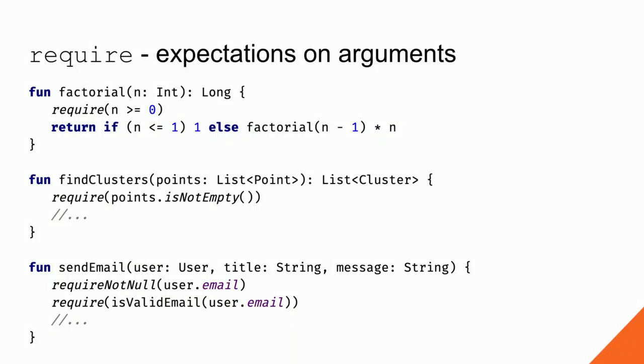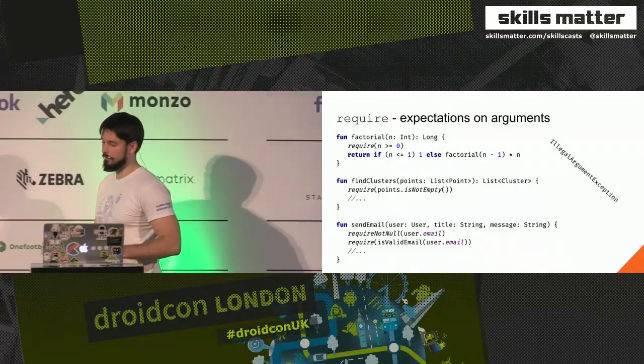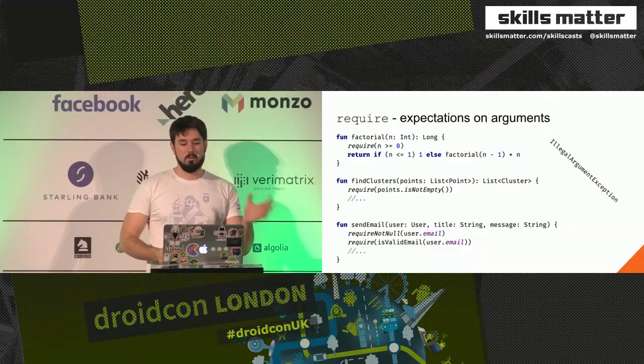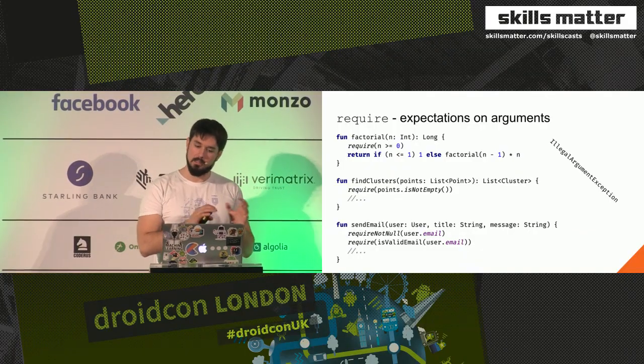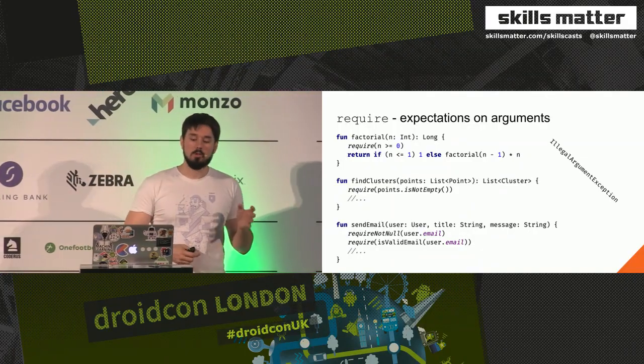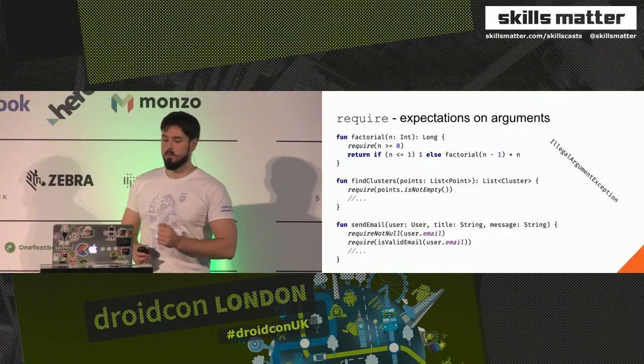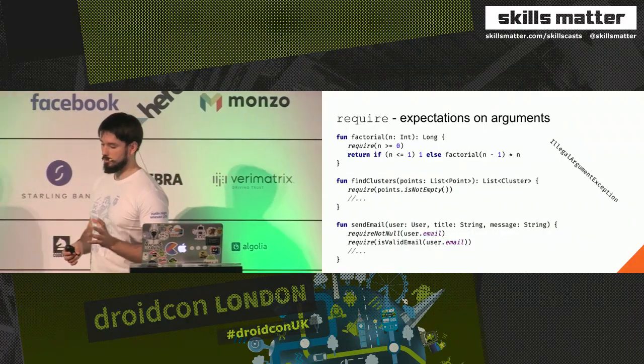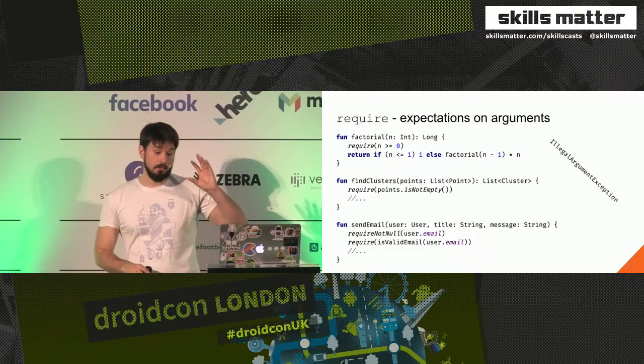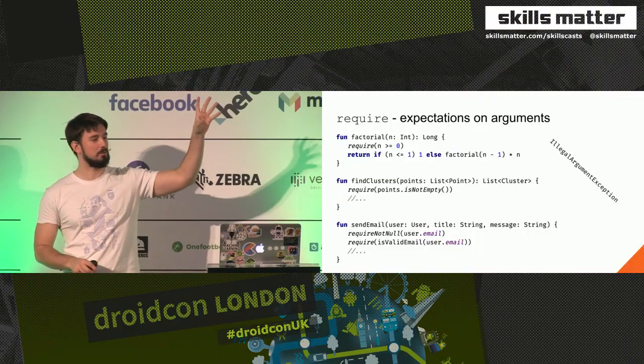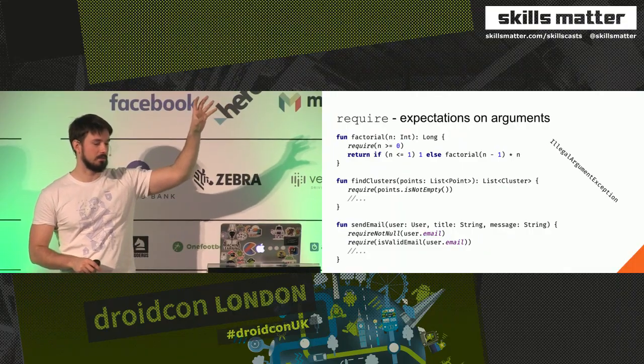So let's think about require. When we have a factorial, we can require the argument to be bigger than 0. If it is not, we want to throw illegal argument exception. This is what require does if the expectation is not met. When we ask to find clusters, we might require the list of points to be not empty. When we want to send an email, we might require the user to have an email and require this email to be valid. If it is not, it is the user's responsibility to check if it is correct before using our API.